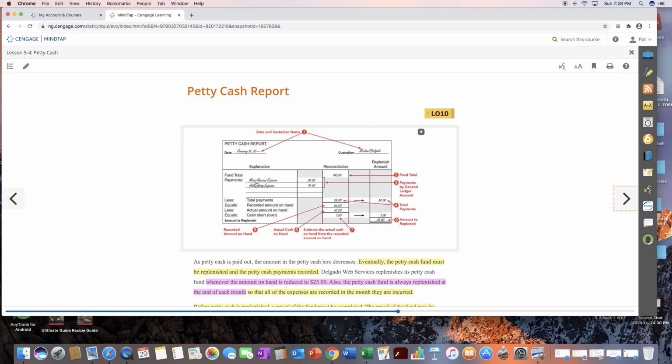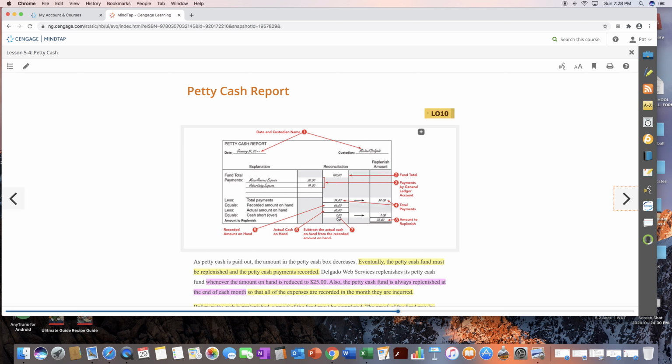They're listed here under fund total payments. We have the beginning fund total. We add up the payments, list them here, and we put it in the replenish amount column straight across. The amount 100 minus 34 is 66, the recorded amount on hand. They will give us in our instructions the actual amount on hand. In this case, we only have $65 on hand. We have recorded $34 worth of payments, and we have recorded that we should have $66 in there, but we only have 65. We're off $1.